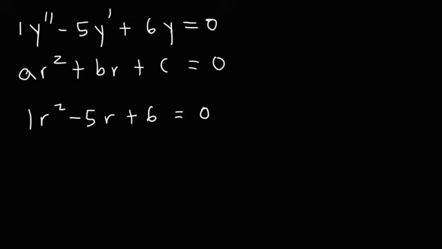Now, for this quadratic expression, we don't need to use the quadratic formula. We could simply factor it. So we need to find two numbers that multiply to the constant term but add to the middle coefficient.